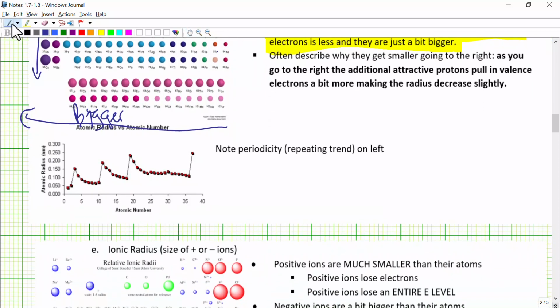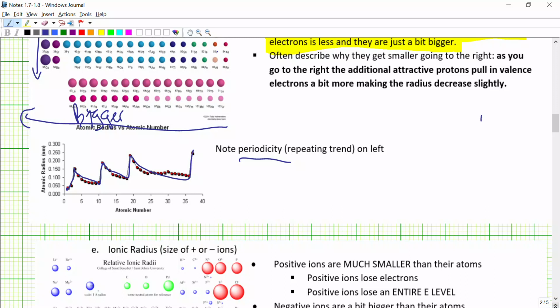Here is a graph of the periodicity, the repeating trend of size. Small, big, big, big. Smaller, smaller, smaller, smaller, big. Smaller, smaller, smaller, smaller, big. And that's the repeating trend of it.